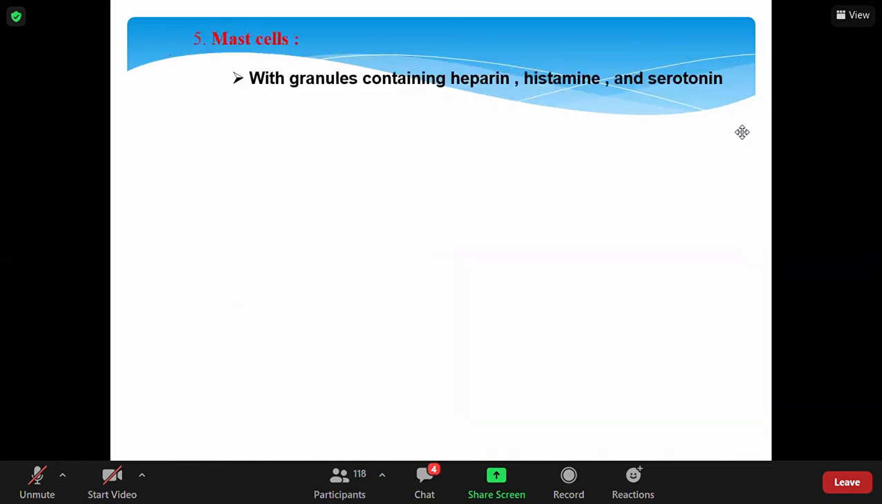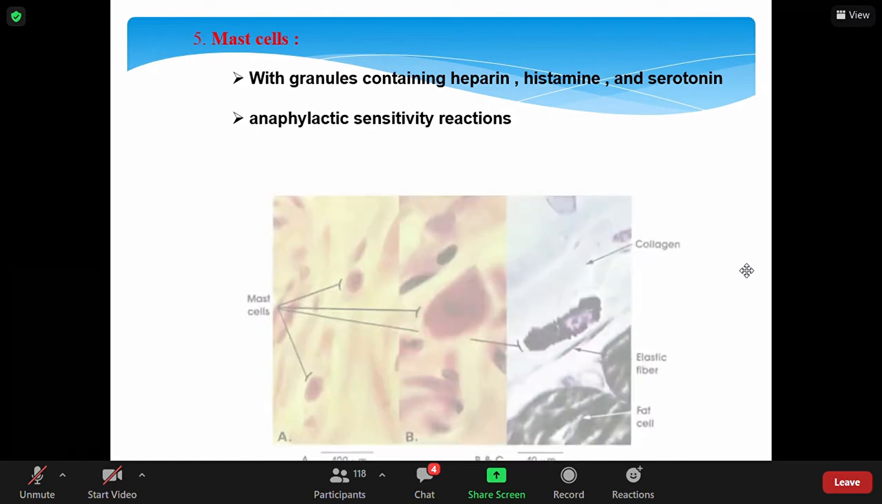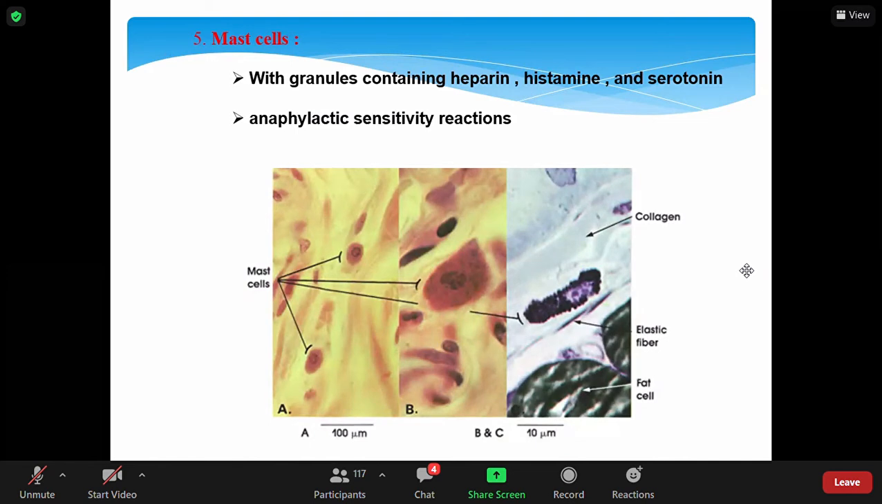Okay, mast cells with granules containing heparin, histamine, and serotonin. Okay, they are present in anaphylactic sensitivity reactions. So you see the mast cells over there. And then here they are, the mast cells. Okay, so the big one. Okay, here you are.